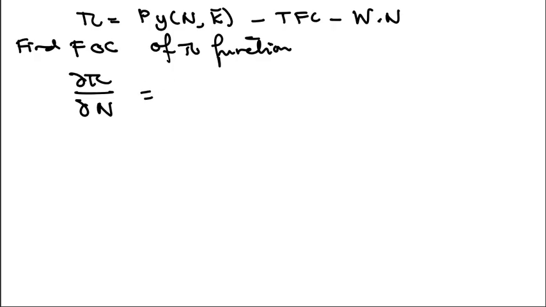Okay, now you look here, how to do it. We have two parts here, this part and this part that consists of N. This part doesn't consist of N, therefore this part is like a constant. It's like 5. If 5, you differentiate with respect to N, what do you get? 0, isn't it?